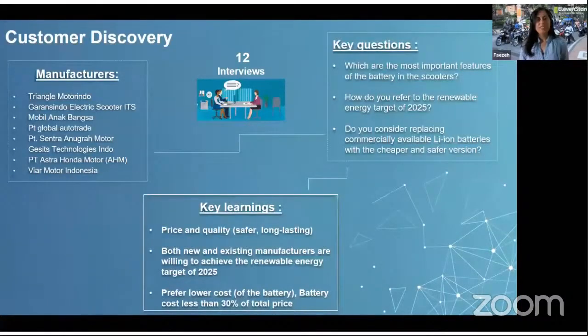In terms of customer discovery, we interviewed battery experts and some scooter manufacturers based in Indonesia. We learned that both new and existing manufacturers are willing to achieve the renewable energy target of 2025. We also learned that scooter manufacturers would consider replacing lithium batteries with other kinds of batteries if the price and quality are advantageous. And we also learned that the cost of the battery should not exceed 30% of the total price of a scooter.